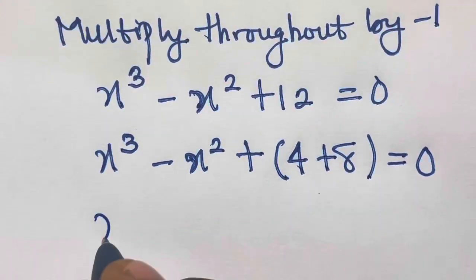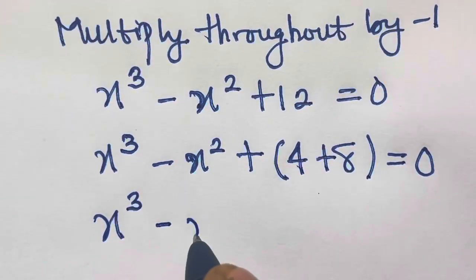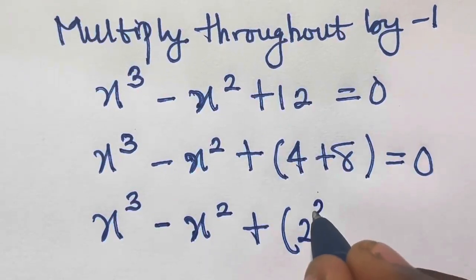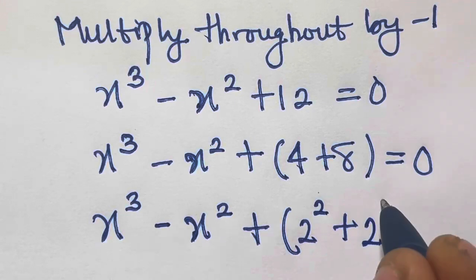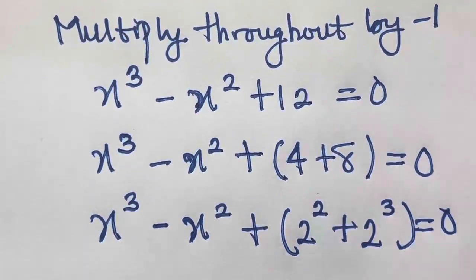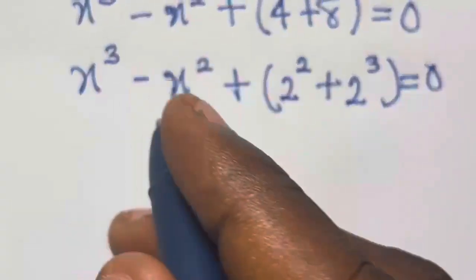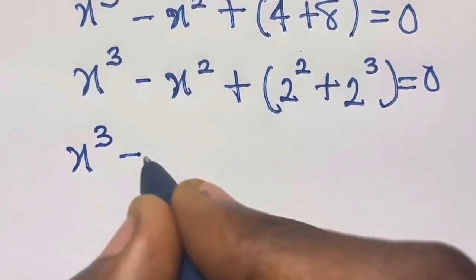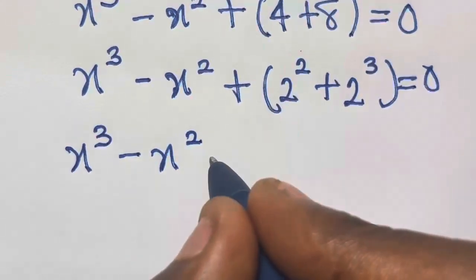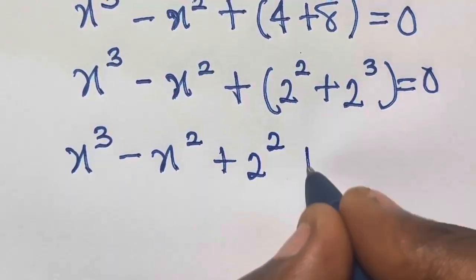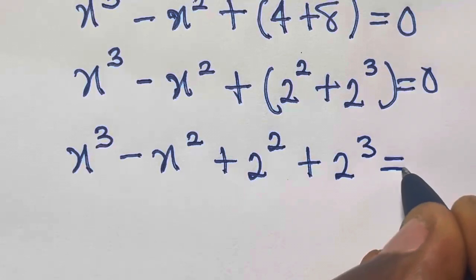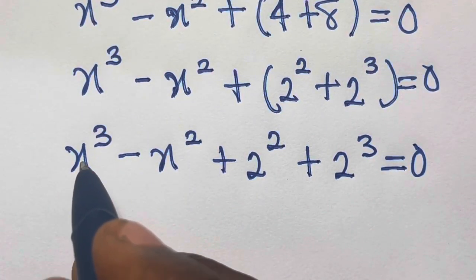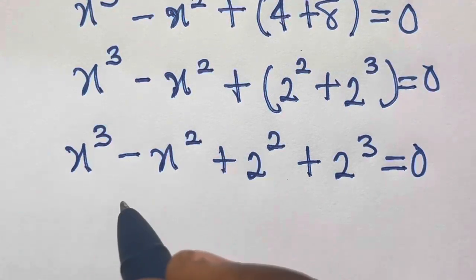So we have x cubed minus x squared plus 4 can be expressed as 2 raised to the power 2 and 8 can be expressed as 2 raised to the power 3 equals 0. Right. So now we have x raised to the power 3 minus x raised to the power 2, then plus 2 raised to the power 2 plus 2 raised to the power 3 equals 0. So let's put the like terms together. The ones that have the power of 3, let's put them together.